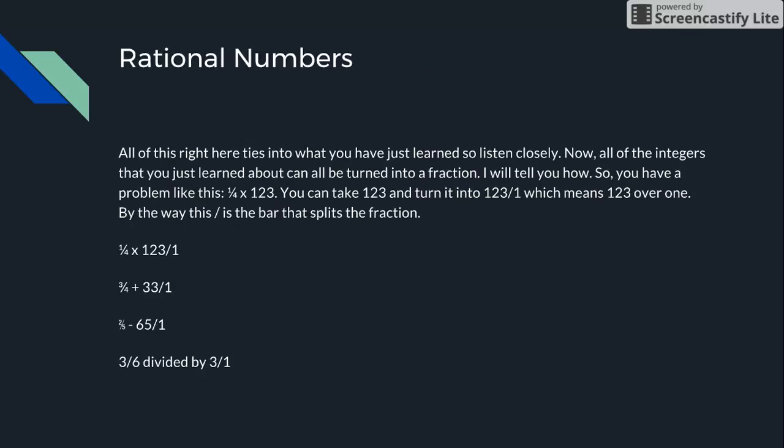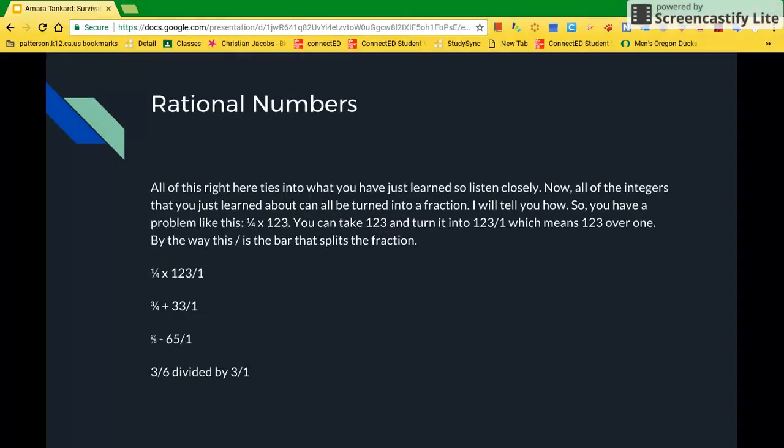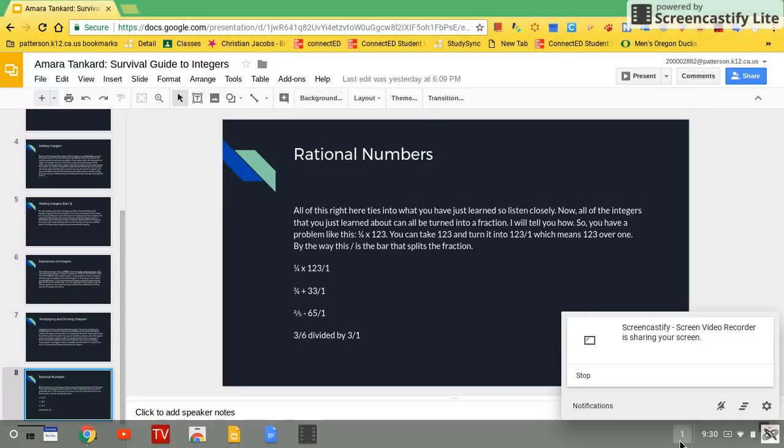Rational numbers. All of this ties into what you've just learned, so listen closely. All of the integers that you just learned about can be turned into a fraction. I'll tell you how. So you have a problem like this: 1/4 times 123. You can take 123 and turn it into 123 over 1. The bar, by the way, is the bar that splits the fraction.